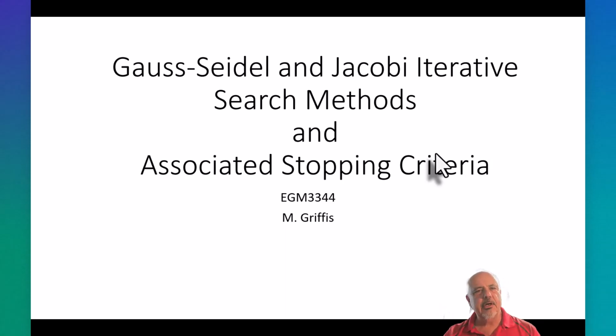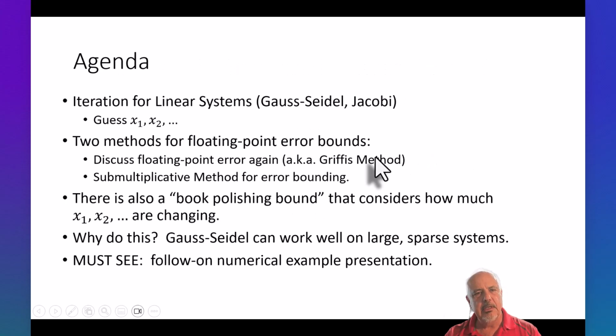Hello, today I'd like to talk about Gauss-Seidel and Jacobi iterative search methods and the associated stopping criteria. This is a situation where we're actually going to guess what the x's are for the linear system of equations. We need to have a way of saying that those x's are good enough. And we're going to be looking at some floating point error bounds.